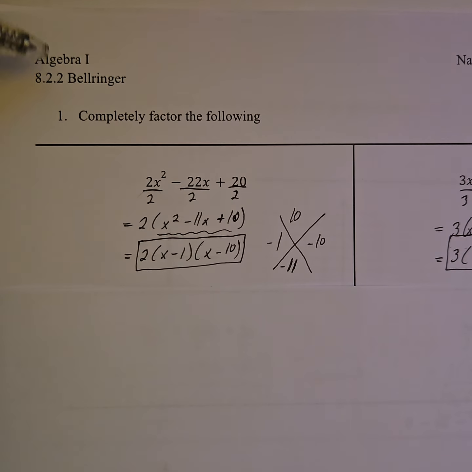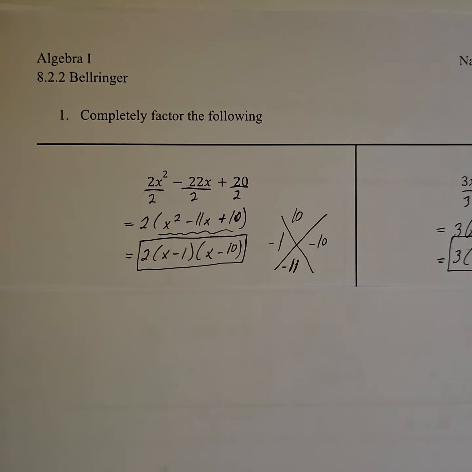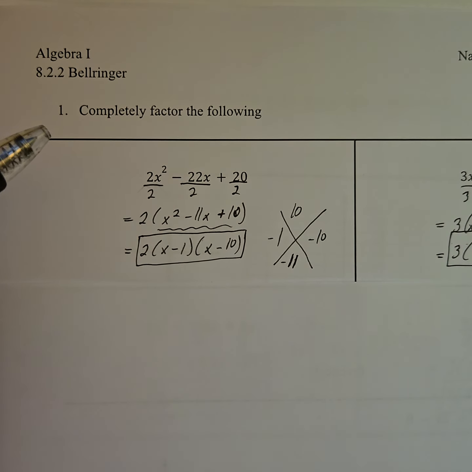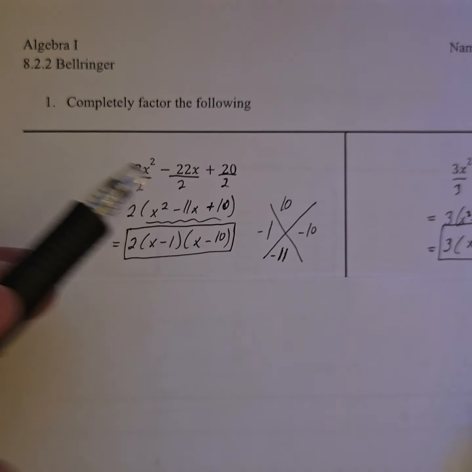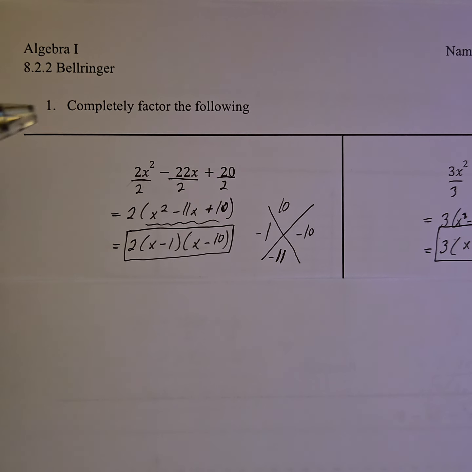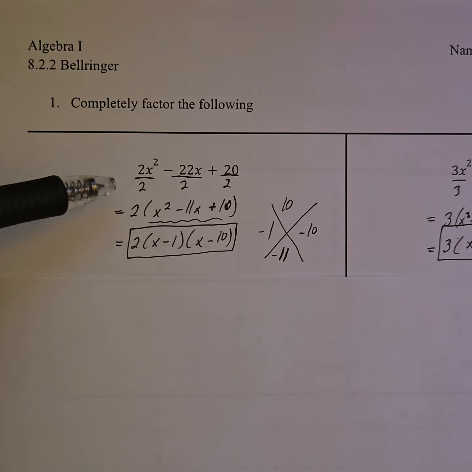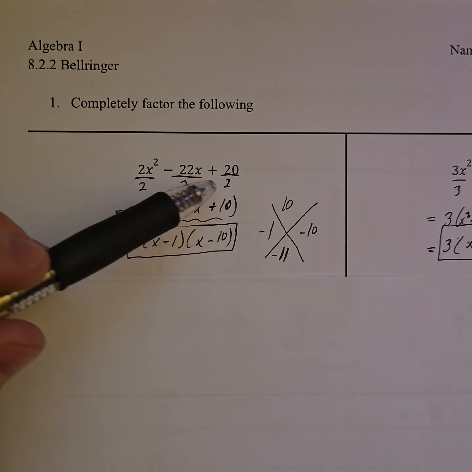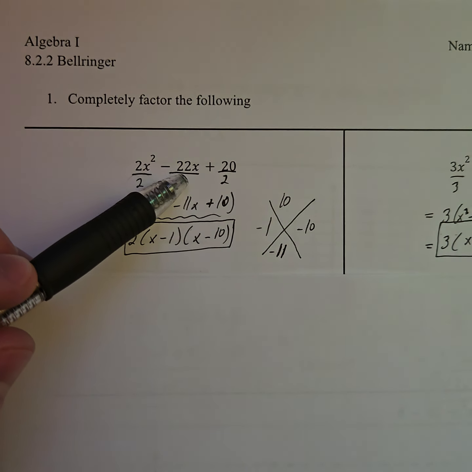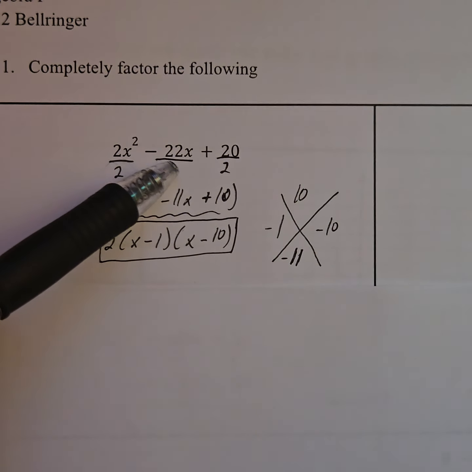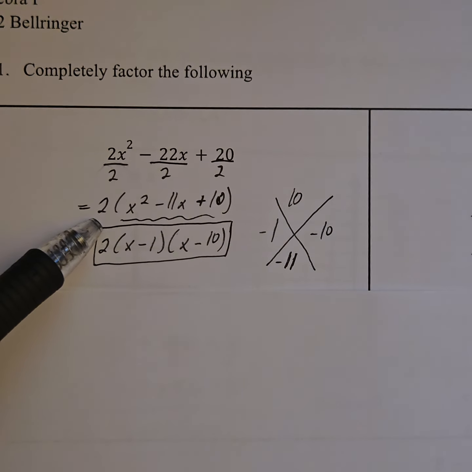Okay, so 8.2.2 bell ringer, here we go. Just factoring, so a review from last week. These first ones, all 4 of these, you have to focus on factoring completely. So each one of these you have to factor out a GCF first. Looking at those numbers, the biggest number we can divide out is a 2. So factor out that 2.